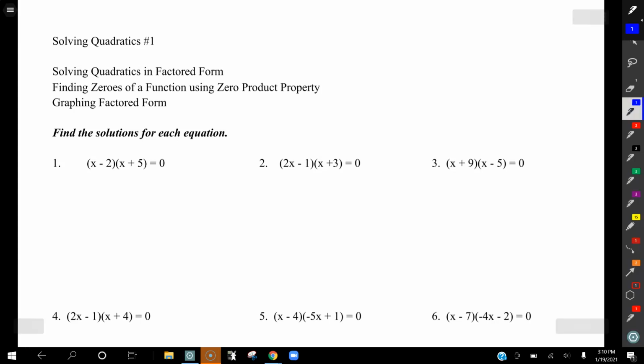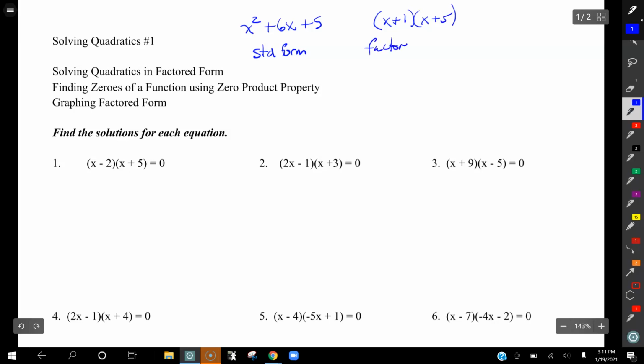So, really quick, what we're trying to do is solve quadratics, and quadratics come in many forms. Most quadratics are in standard form, which would be like x squared plus 6x plus 5. So I'm going to say STD form. And when we factor it, like we did before, we get x plus 1 times x plus 5, and this is what we're calling factored form. And then there's vertex form, and there are other forms of quadratics.